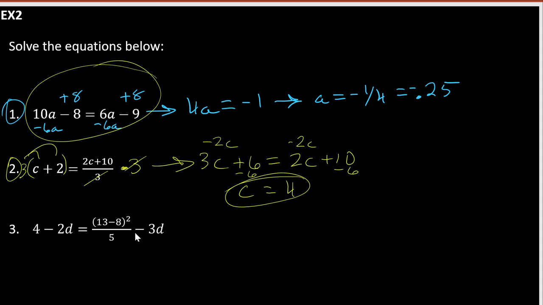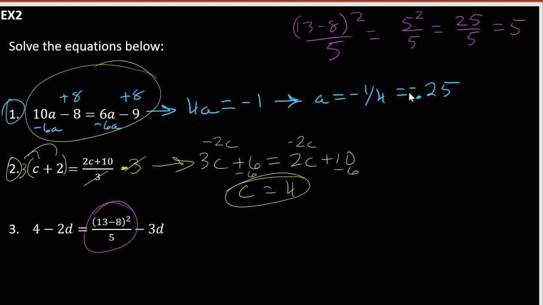So I'm going to go ahead and take care of this. Okay, so 13 minus 8 all squared over 5. I'm going to do the grouping up here first, and then the exponent, and then divide by 5. All right, so 13 minus 8 is 5. 5 squared is 25. 25 over 5 is simply 5. So all of this simplifies down into just 5.